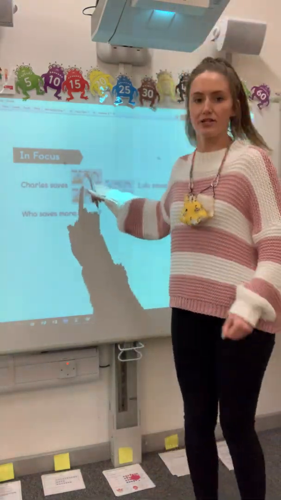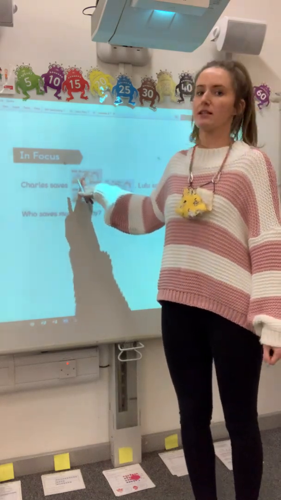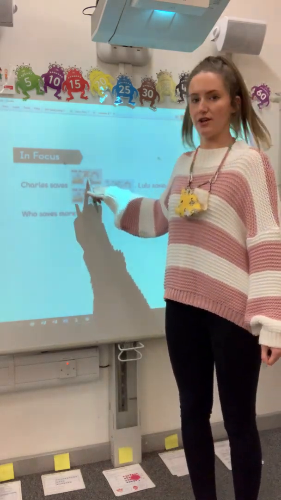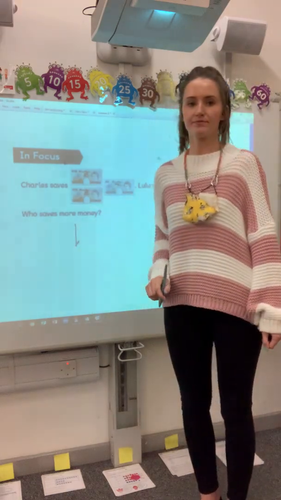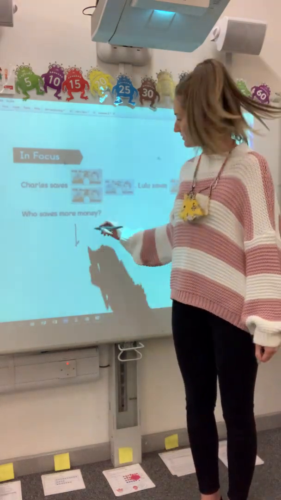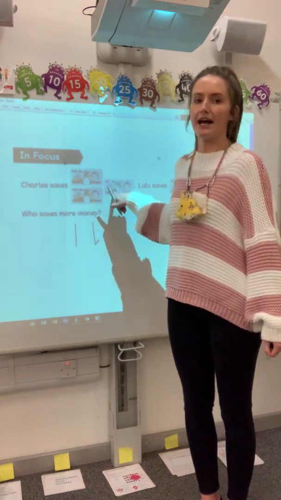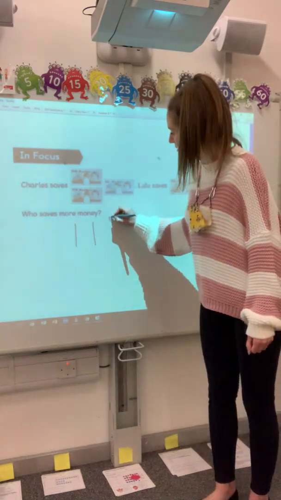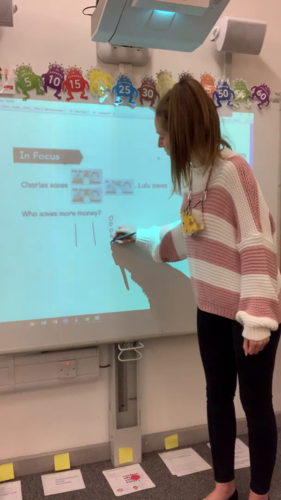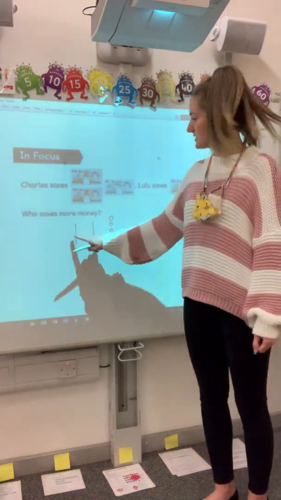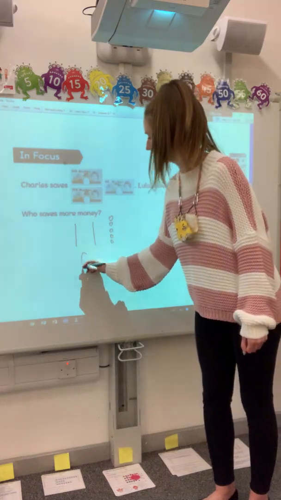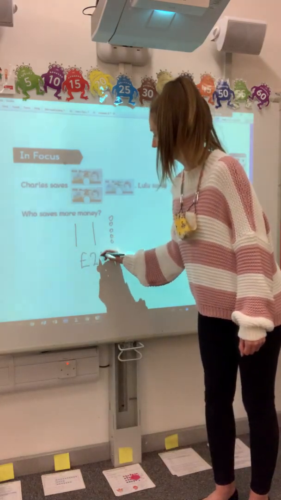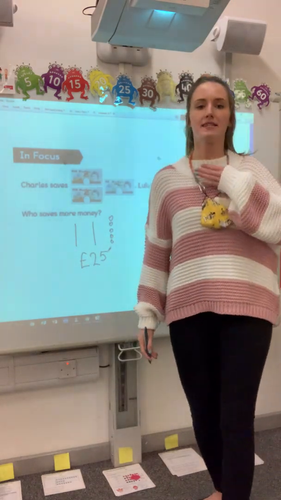So we have got Charles. Charles, what's this note? You'll be able to see it clearer in your textbook. This note is, that's right, it's £10, so I'm going to draw a 10. He has another £10, another 10, and he has £5. So I draw 5 ones. So altogether he's got 10, 20, £25. Charles saves £25.